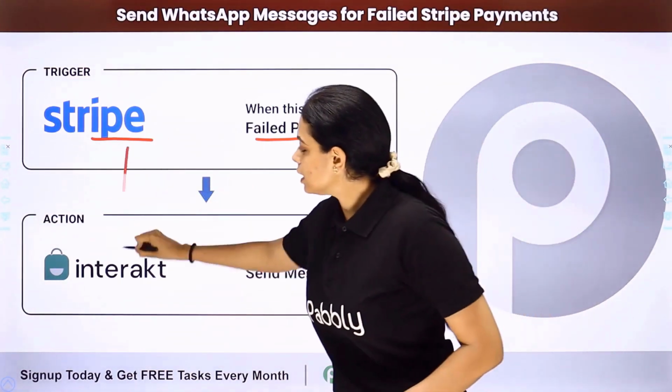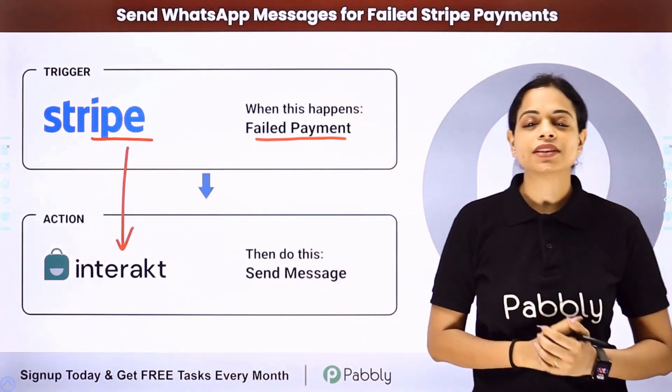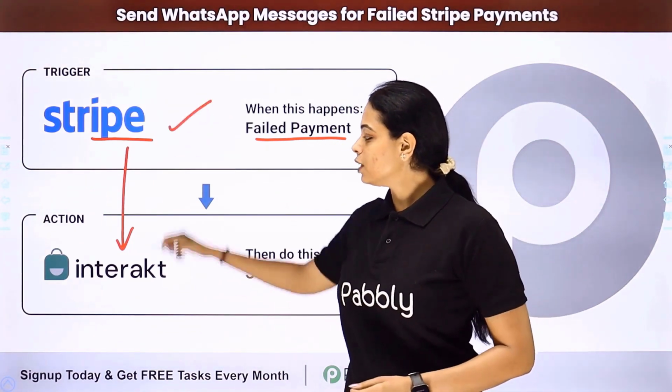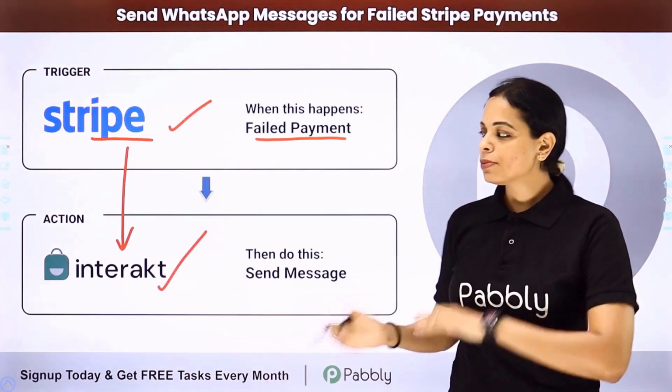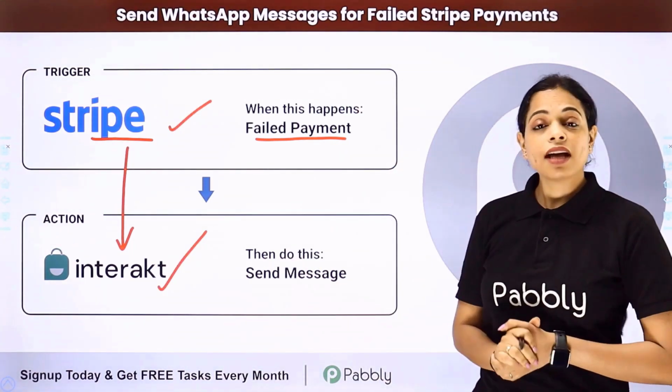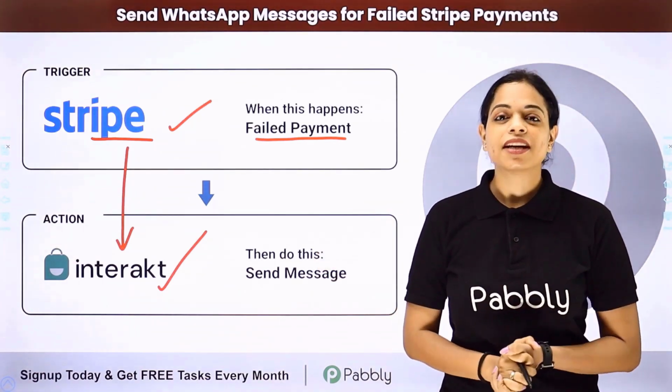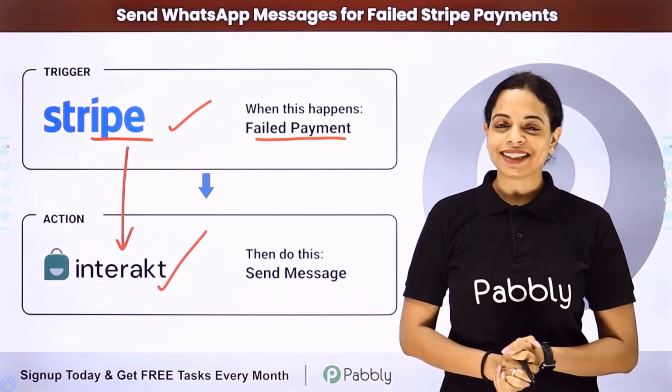For this, you will have to integrate the two applications, and the same thing can be done using Pabbly Connect software. So here your trigger application will be Stripe and your action application will be Interakt, that helps you in sending WhatsApp messages. Now, how can you do this yourself, integrate and automate this entire process? To understand that, let me take you to my screen.